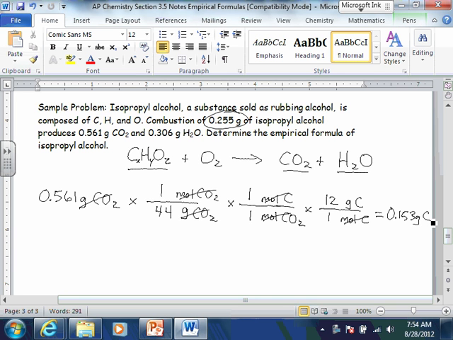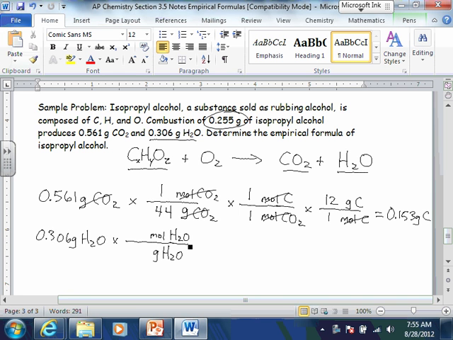Then we can look at the mass of the H2O that we make here, 0.306 grams of H2O, and we got to do the same thing again. Okay, so we've got grams of H2O. We want to see how many moles of H2O we have here, because what we're trying to figure out from this grams of H2O is how many grams of hydrogen we have.